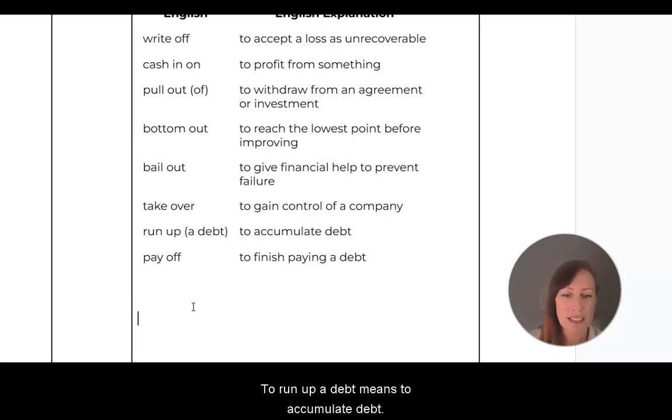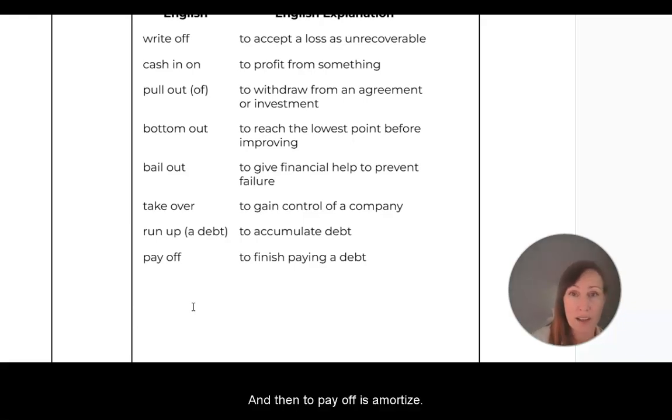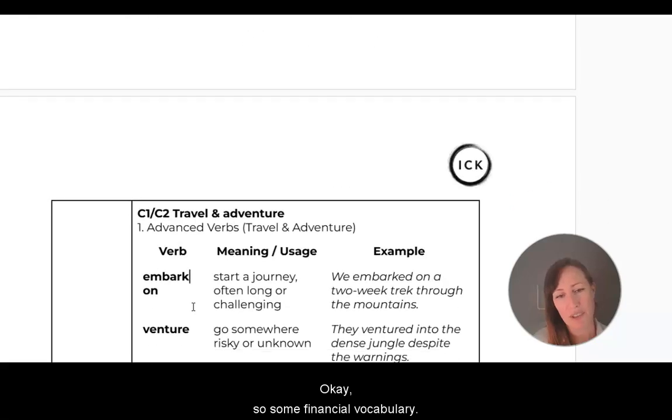To run up a debt means to accumulate debt. So they ran up a lot of debts when they started up the company. And then to pay off is amortize. To pay off a debt is to finish paying a debt. Okay, so some financial vocabulary.